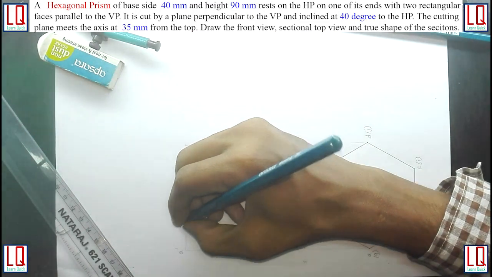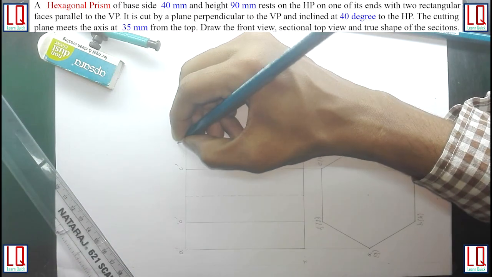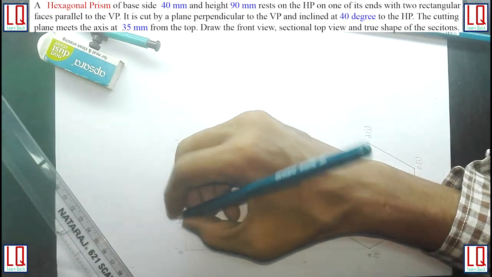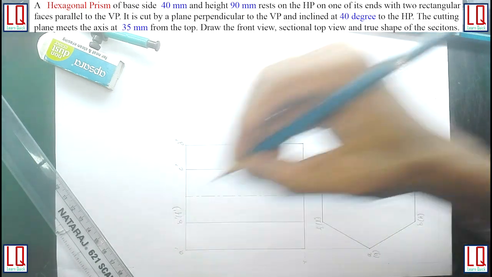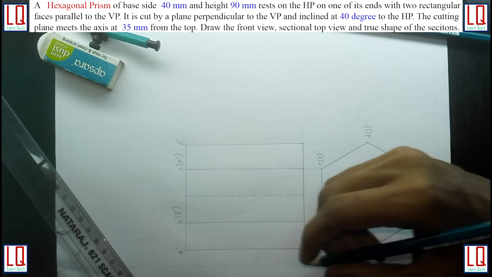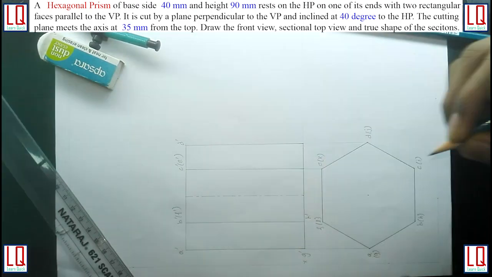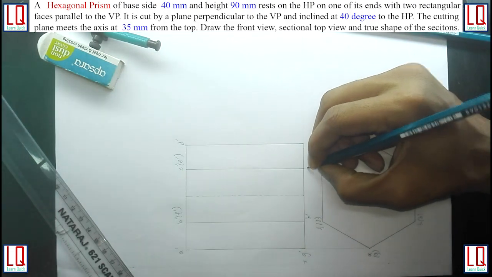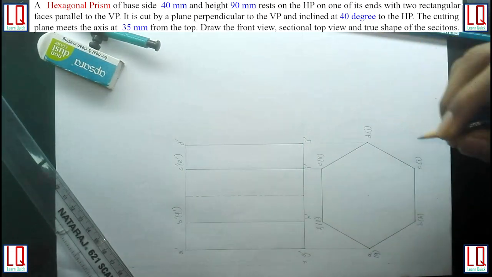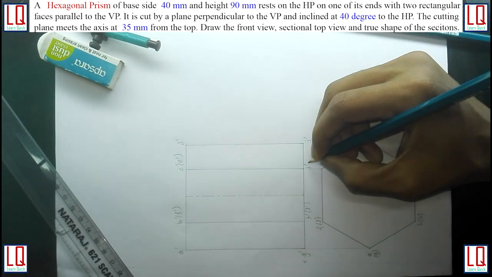Now we name all base corners of hexagonal prism in front view A dash, B dash, C dash, D dash, which are visible in front view, E dash and F dash, which are not visible in front view. Similarly, G dash, H dash, I dash, J dash, which are visible, and bracket L dash and bracket K dash, which are not visible.